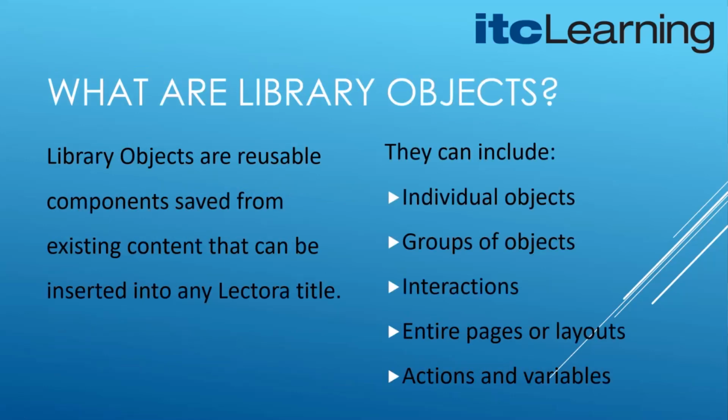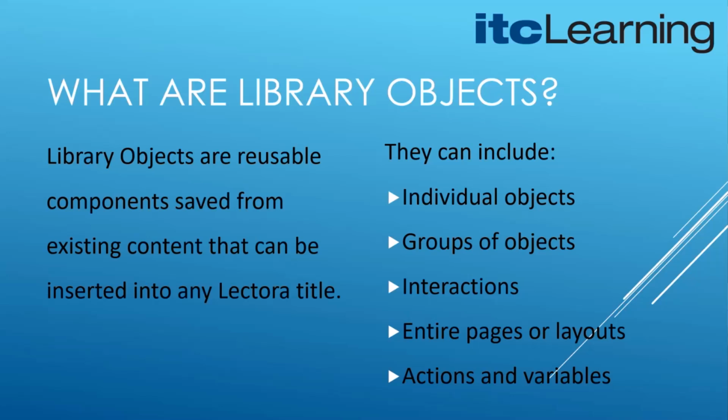So what are library objects? Some of you might have used them before. Let me know in the chat if you have, or if you have no idea what they are, I'm going to explain. So essentially within Lectora, we can save something as a library object. It can be a single object. It can be grouped together objects with different actions, variables. It can even be an entire page or an entire chapter. Anything you want to reuse again in another course, you can save as a library object, and even to reuse in the same course as well.